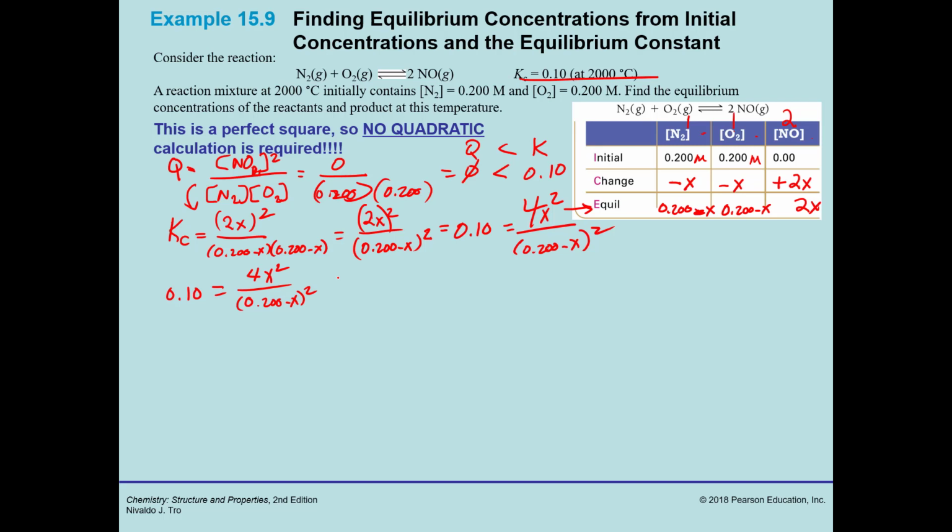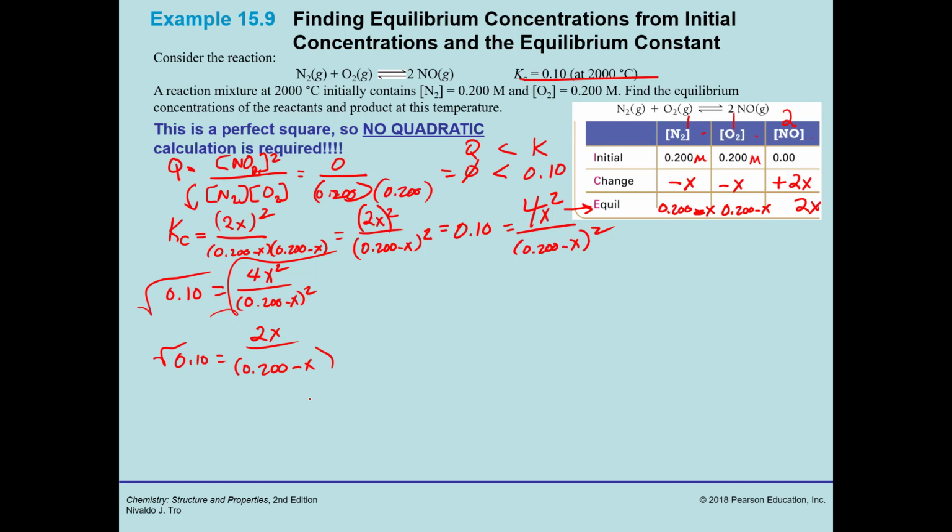If I take the square root of both sides, I'm going to get rid of those squares, because with 0.2 minus x squared I'd have to factor that. And oh my gosh, you remember factoring? That's that thing you thought you'd never use again. You can do it that way if you want to, but you really don't have to if it's a perfect square. So if I take the square root of both sides, I get the square root of 0.1 is equal to 2x divided by 0.200 minus x.